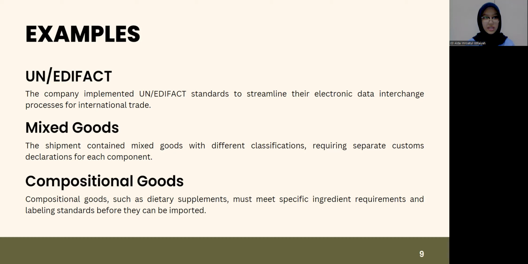Mixed goods. The shipment contain mixed goods with different classifications requiring separate customs declaration for each component. And the next is compositional goods. Compositional goods, such as dietary supplements, must meet specific ingredient requirements and labeling standards before they can be imported.